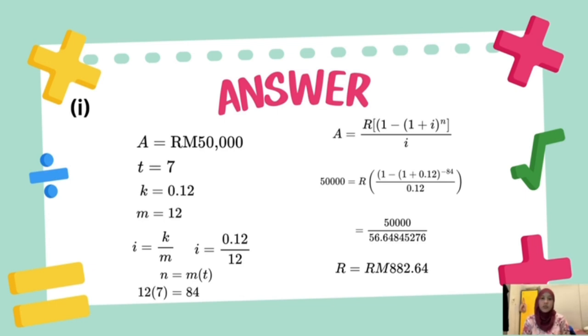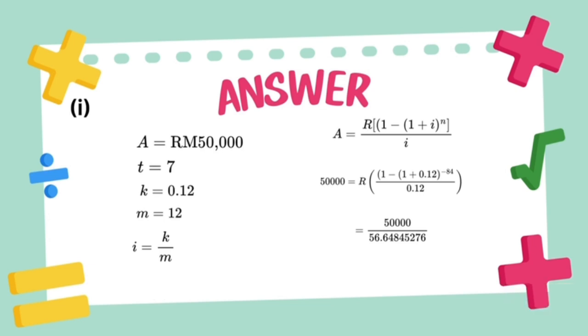Now we substitute these values into the present value formula: A equals R[1 minus (1 plus i) to the power of negative n] divided by i. Putting the numbers in, this becomes 50,000 equals R[1 minus 1.01^(-84)] divided by 0.01. After simplifying, we obtain R equals RM882.64 as the monthly payment.